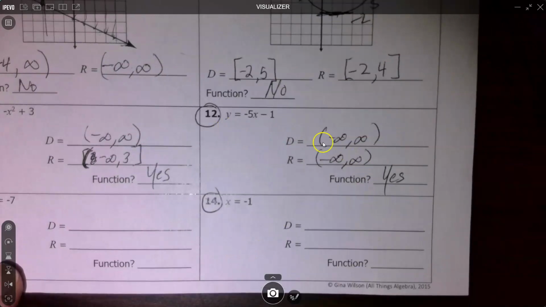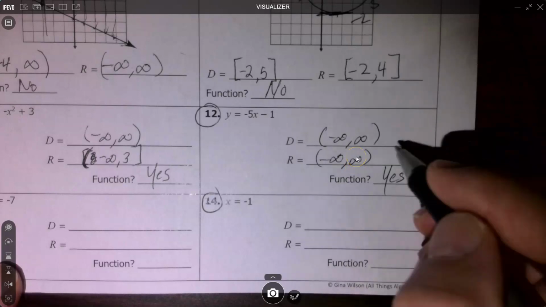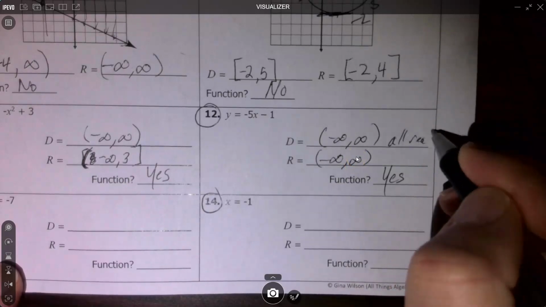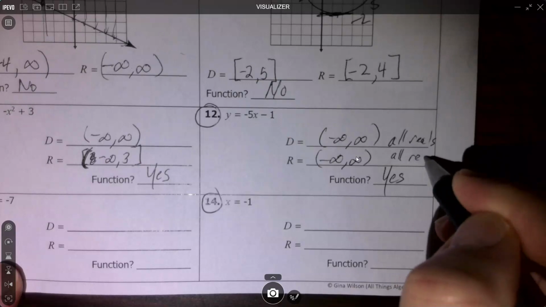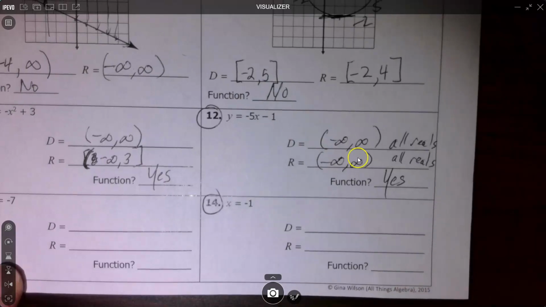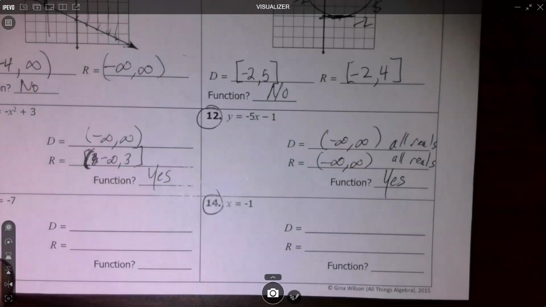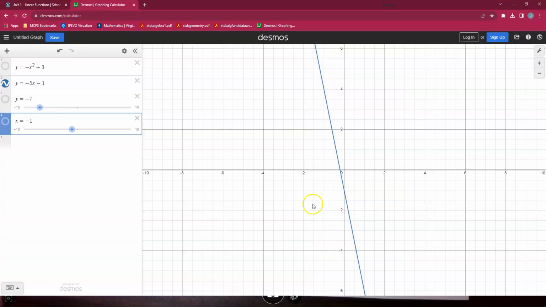Okay, so 12 is negative infinity to positive infinity and negative infinity to positive infinity. Again, these all mean all reals. So you have that in your notes. All right, so we've got two more and then we are done with the lesson. So the last, we've got this one now.